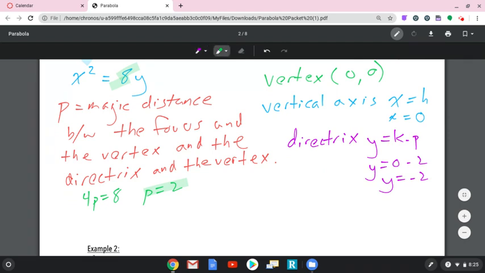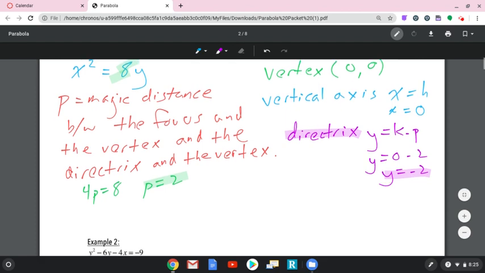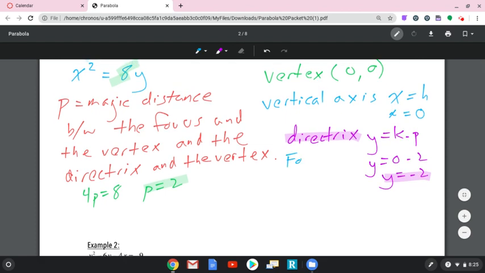So now I look at that and I say, okay, well, here's my directrix. There. Now I need to find my focus. Now, if I want to find the focus, the formula I had was H, K plus P. Well, H is 0, K was 0, and P is 2. So 0, 2. That would be my focus.